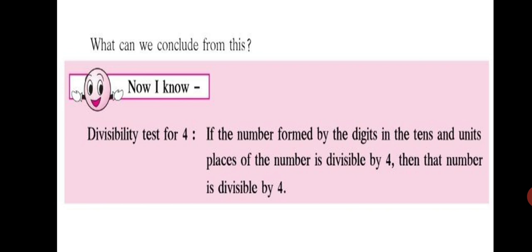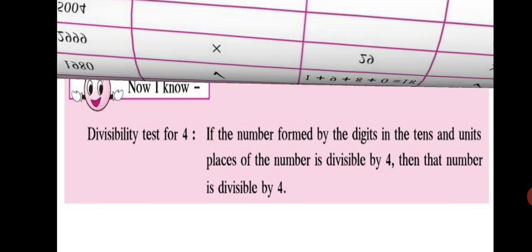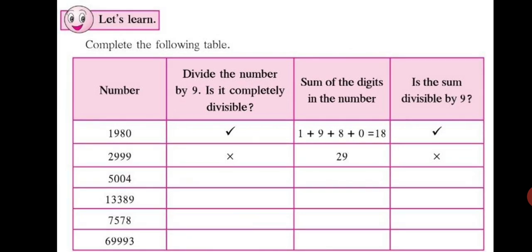So far you learned divisibility test by 3 and divisibility test by 4. Now we shall move ahead and learn one more test, that is test of divisibility by 9. Let's learn. Complete the following table. This table is also on page 44. So complete this table on page 44 in your textbook itself. Number is given and you have to divide the number by 9. Is it completely divisible? Then you have to put tick mark. If not divisible, you have to put a cross. Then in the third column, what you have to do?